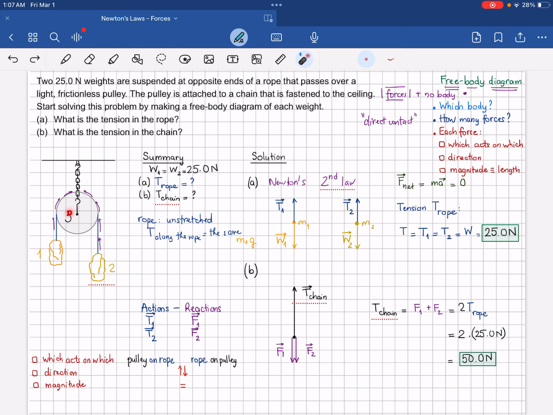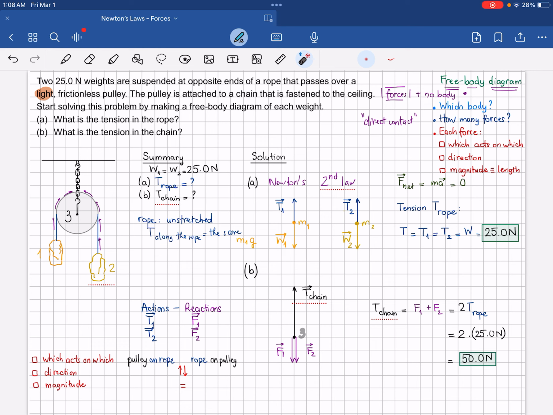So let's label it as the third body, the pulley. The problem statement said that the pulley is a very light one, so it means that the mass of the pulley is negligible. There should be no weight considered here, so we don't have weight 3 acting on the pulley. But instead we should have the tension, right? Because here the tension is the force acting straight upward that keeps the pulley in space.